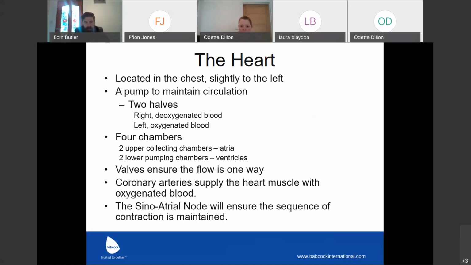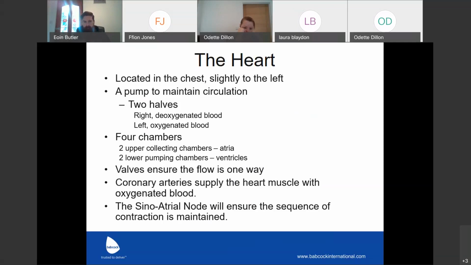Okay. Coronary arteries will supply the heart muscle with oxygenated blood. The heart is a muscle itself, so it needs its own blood supply. The sinoatrial node, or the SA node as it's called, will ensure the sequence of contraction is at its normal pace. Okay, so the SA node.